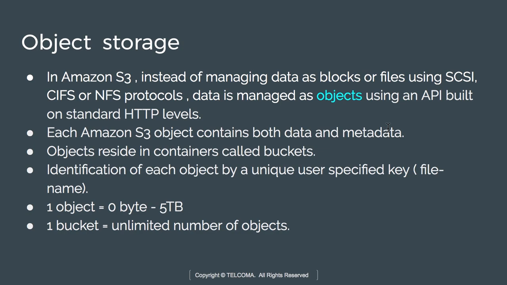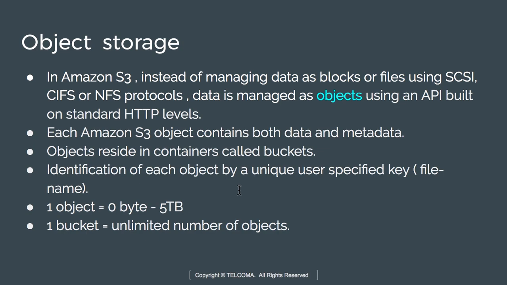So where are the objects stored? Objects reside in containers, and those containers are known as buckets. One object can be from 0 bytes to 5 TB, and one bucket can have an unlimited amount of objects. Now, how do we identify an object? Each and every object is identified by a unique user-specified key. We call it the file name.